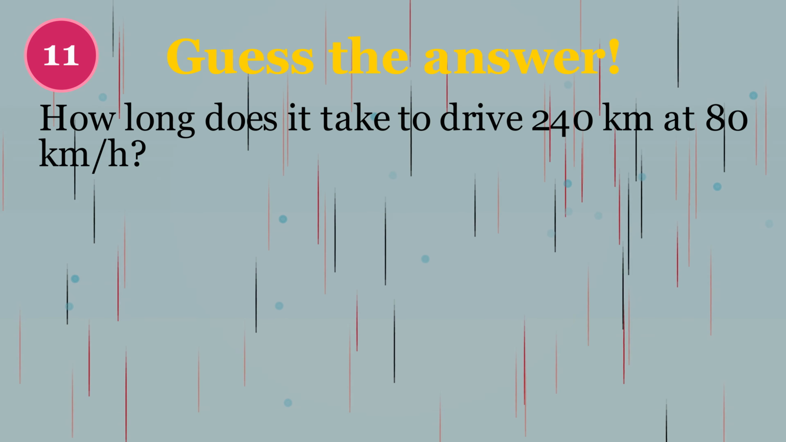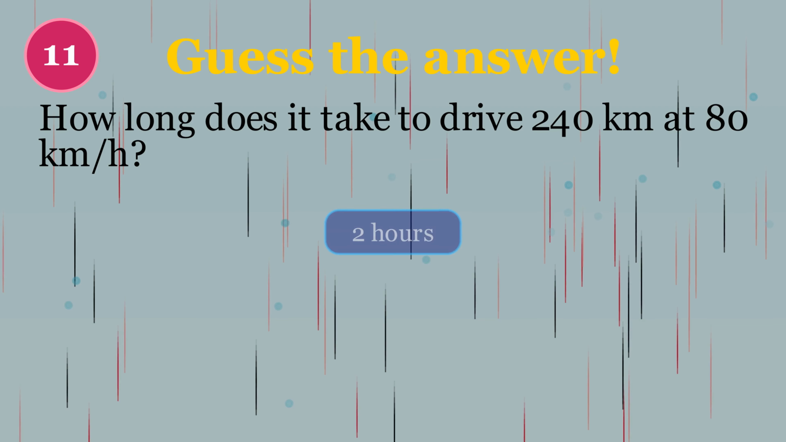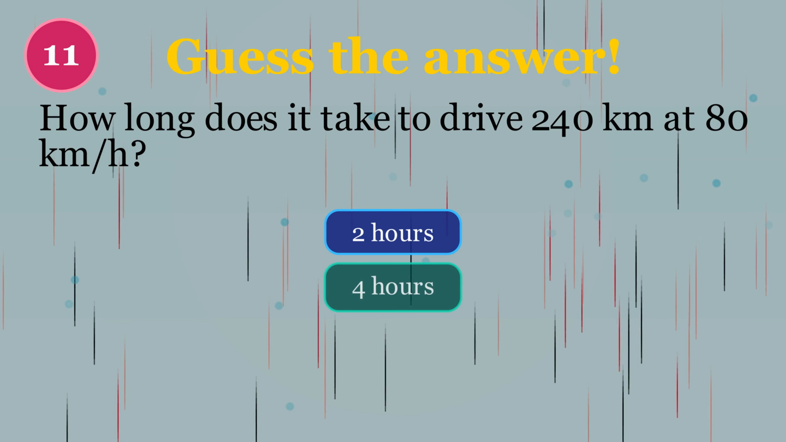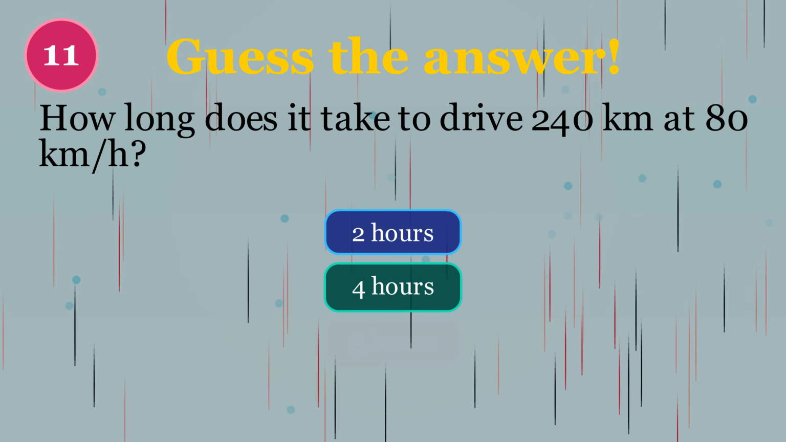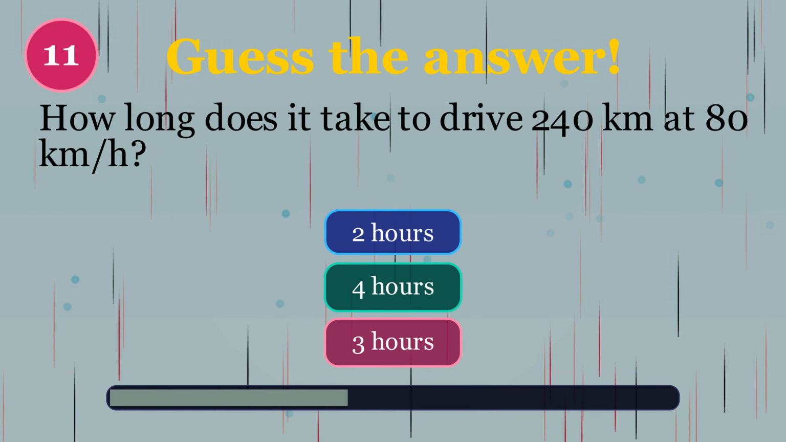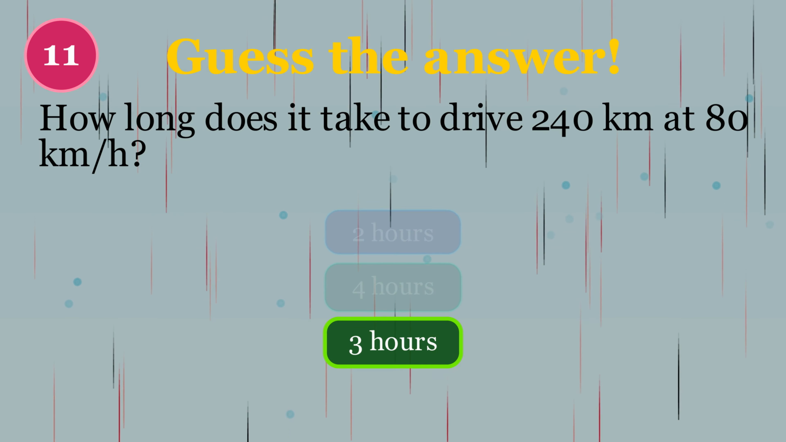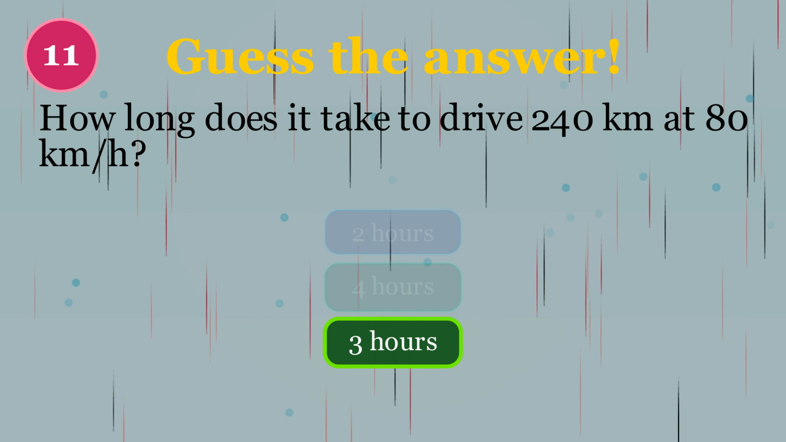How long does it take to drive 240 kilometers at 80 kilometers per hour? 2 hours. 4 hours. 3 hours. The correct answer is 3 hours.